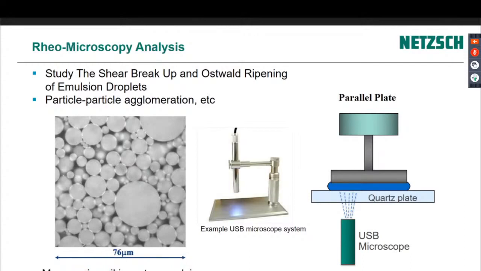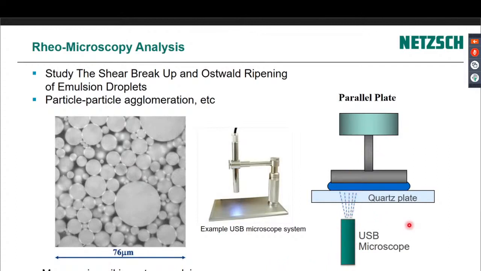This is a picture of mayonnaise, which I borrowed from Ian Hopkinson's website. And you can see here, it's very clear to see with the microscope, the oil and water droplets. Nice picture with that. And this is basically what we're doing. We're looking up from below the lower plate at the sample.